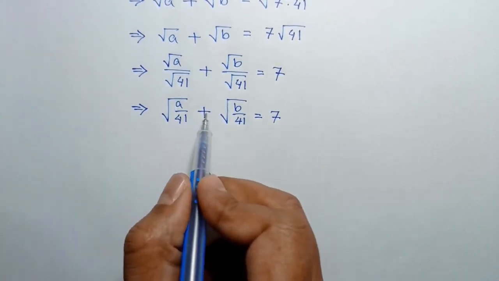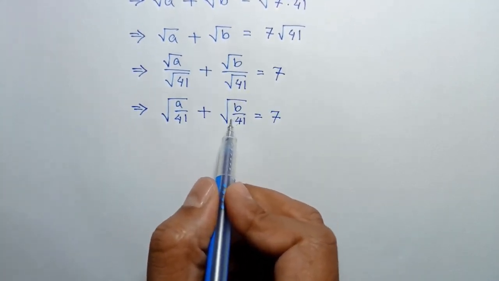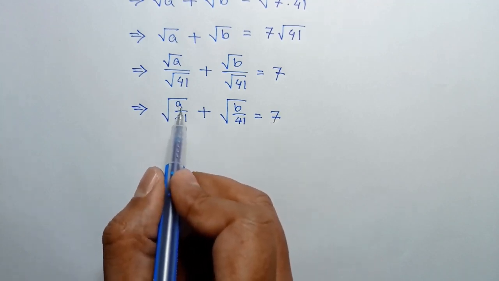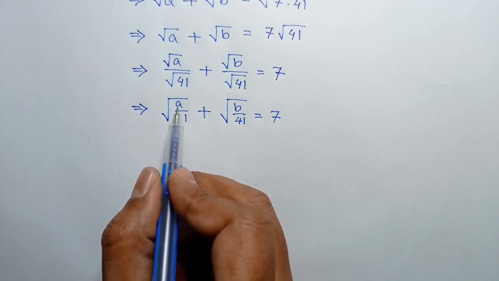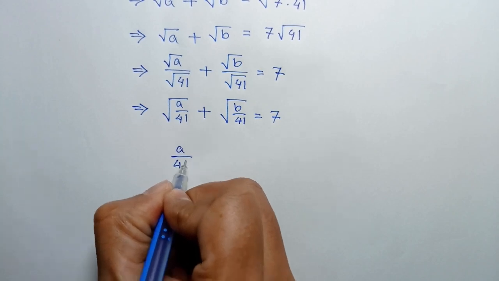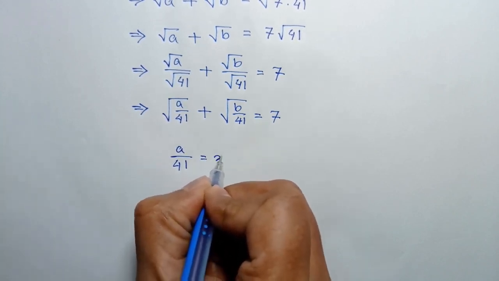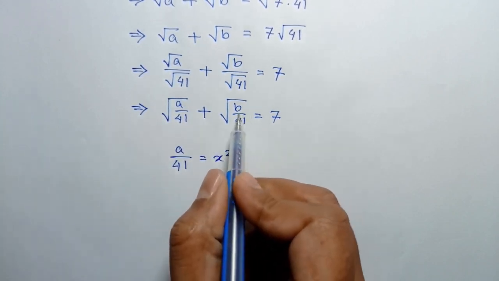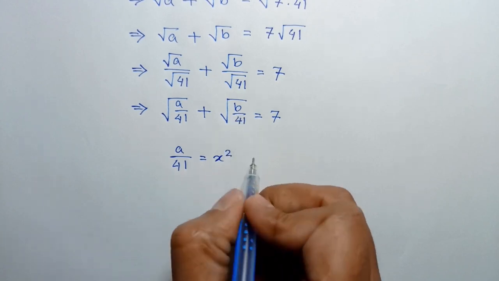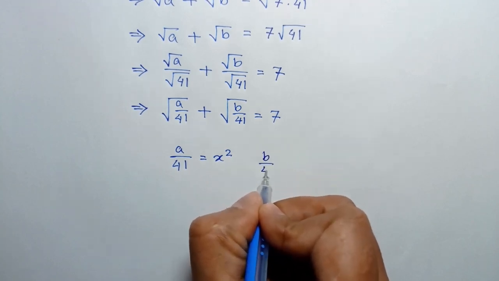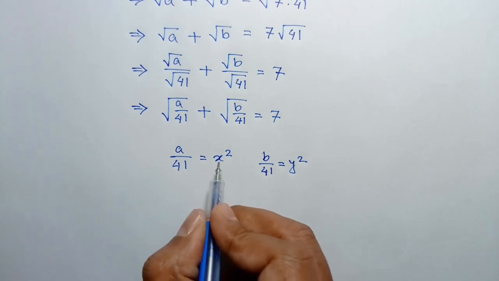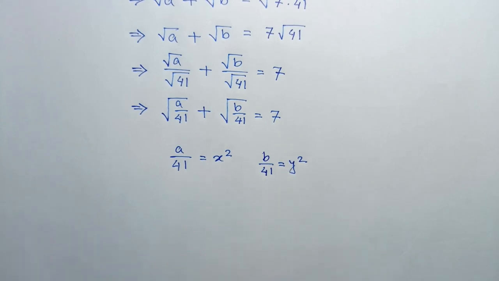As these two terms will be integers, as the right side is an integer, so a over 41 will be a perfect square. Consider a over 41 is equal to x square. Similarly, b over 41 will also be a perfect square. Consider b over 41 is equal to y square, where x and y both are integers.